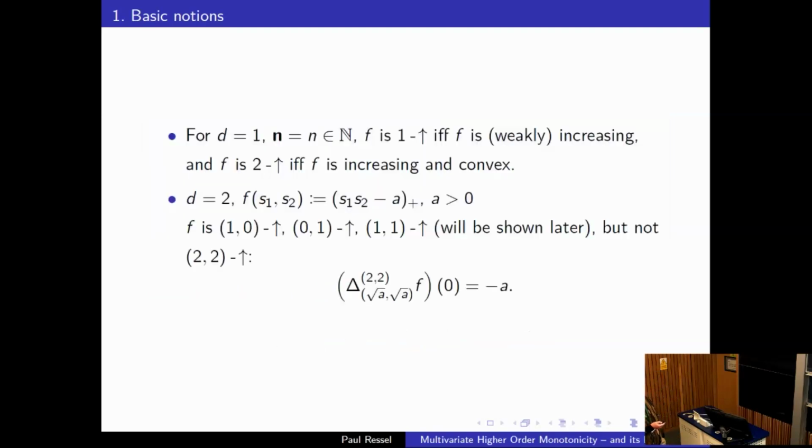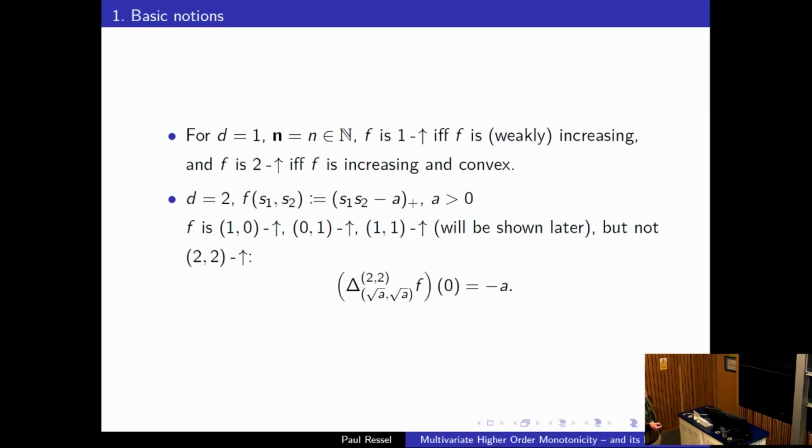Okay, let's go back to dimension 1, and then again n is just a natural number. f is 1-increasing if and only if it is just weakly increasing, and f is 2-increasing if it is increasing and convex. Let's go to dimension 2. It's an example we will use several times. We look at the product minus a and the positive part of it, where a is a positive number.